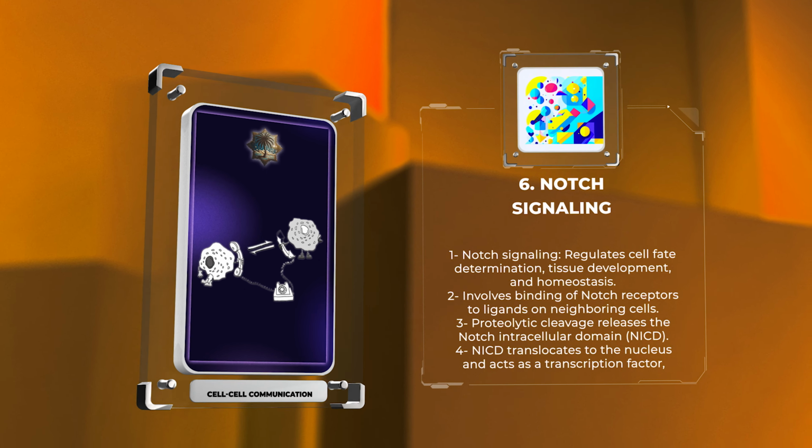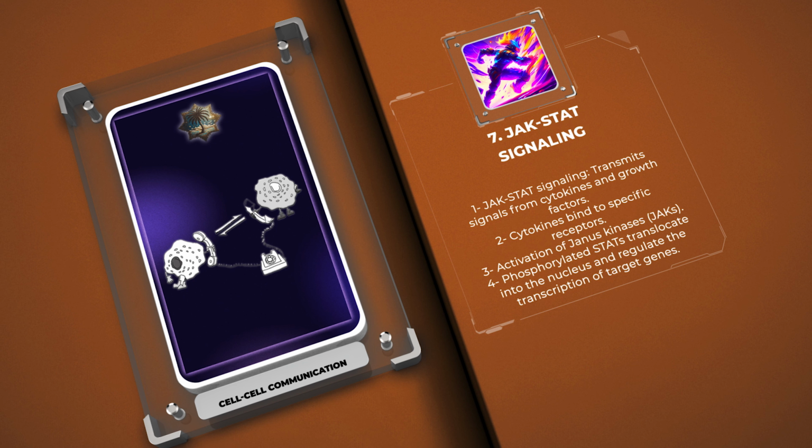JAK-STAT signaling is a major pathway involved in transmitting signals from a variety of cytokines and growth factors. This pathway is essential for regulating immune responses, cell proliferation, and differentiation. In JAK-STAT signaling, cytokines bind to specific receptors, leading to the activation of Janus kinases, JAKs. Activated JAKs phosphorylate the receptors, providing docking sites for signal transducers and activators of transcription, STATs. The phosphorylated STATs translocate into the nucleus and regulate the transcription of target genes.